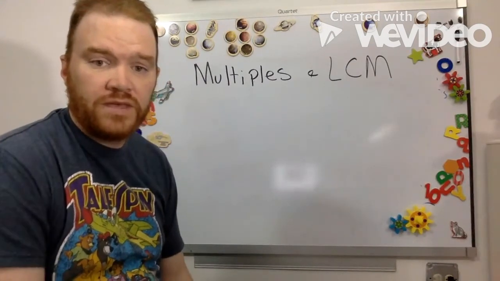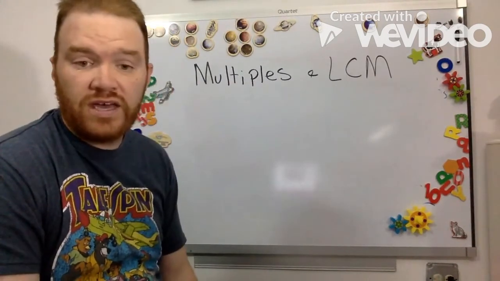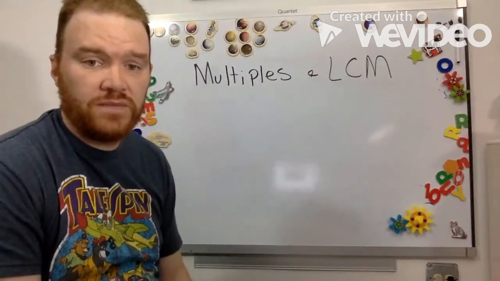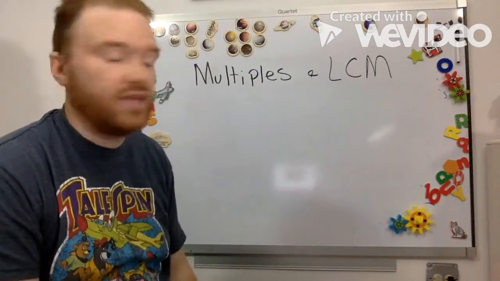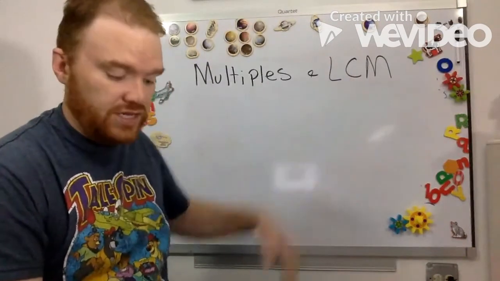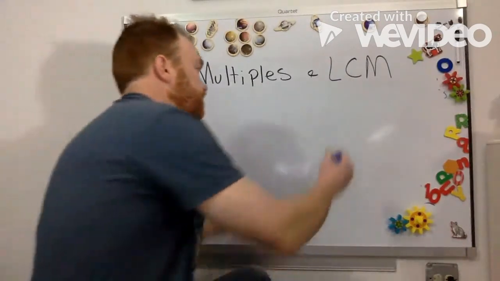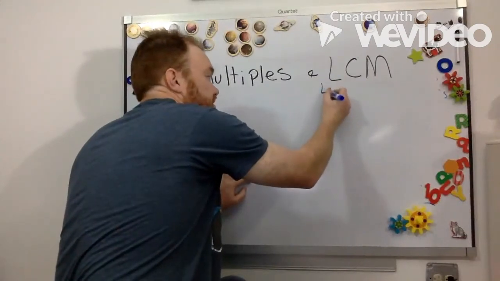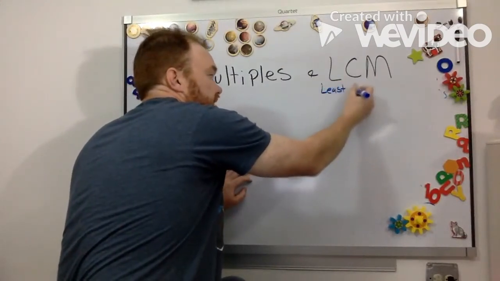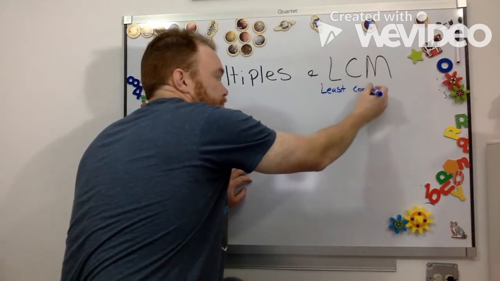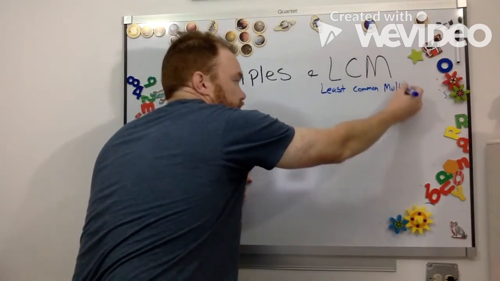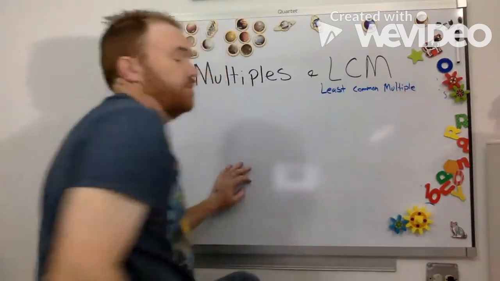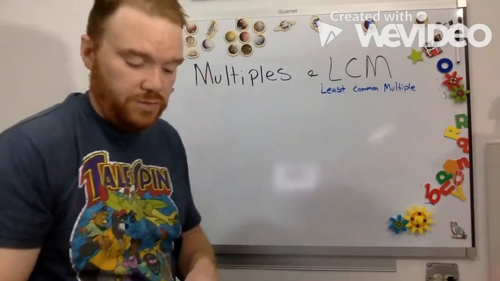Again, we're going to be reviewing a sixth grade middle school standard, identifying multiples and the LCM. LCM is going to stand for least common multiple. I'll actually put that up here for you guys. Least common multiple.